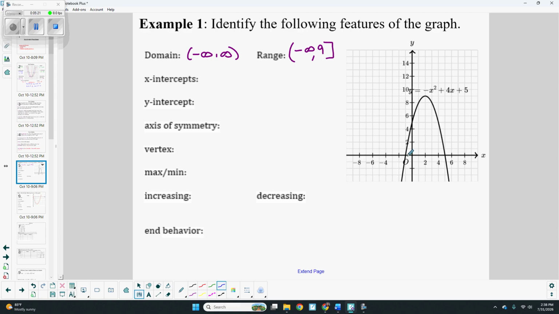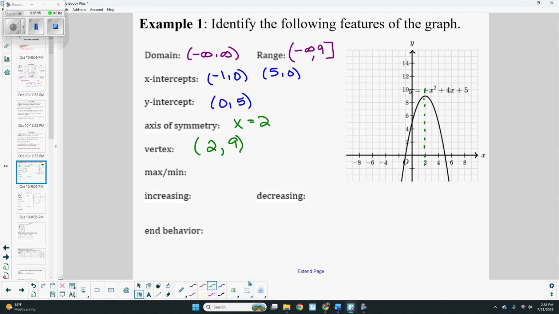My x-intercepts, we crossed at, looks like these go by ones, so negative 1, 0, and 5, 0. The y-intercept, where it crosses the y-axis, was 0, 5. My axis of symmetry, right, through the vertex point would be x equals positive 2. And that means my vertex has an x value of 2 and a y value of 9.